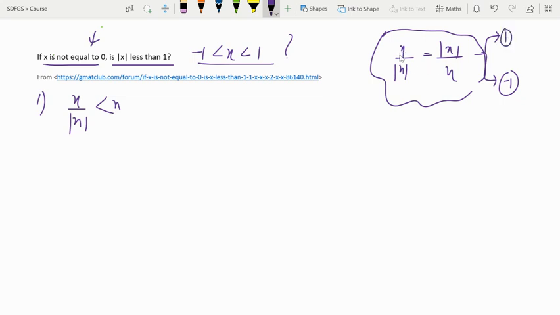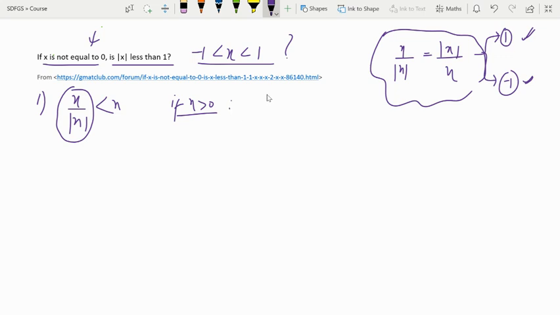When x is positive, the answer will be 1. When x is negative, the answer will be -1. For x equal to 0, this is not defined. So already they have given x is not equal to 0. Now we have to make two cases. If x is positive, in place of this fraction you can write 1.